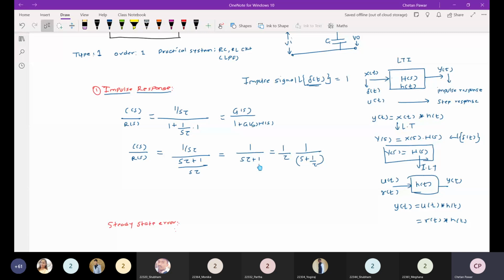Now, impulse response means when we apply the input signal as an impulse signal. So in this case, R of t will be delta of t, and the Laplace transform of that will be 1, right? So the Laplace transform of that is 1. So in this equation, this will be R of S, right?